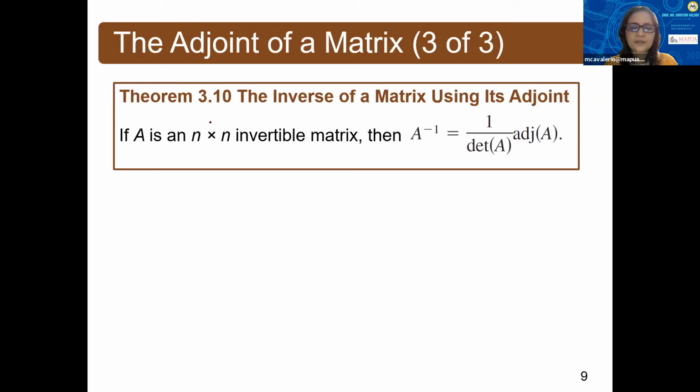Now theorem 3.10 gives us the inverse of a matrix using its adjoint. If A is an n by n invertible matrix, then the inverse of A can also be determined using the adjoint, and this is equivalent to 1 over the determinant of A multiplied by the adjoint of A.